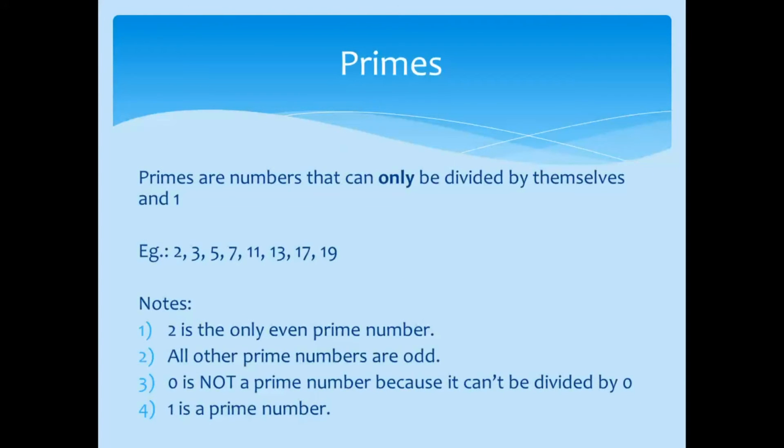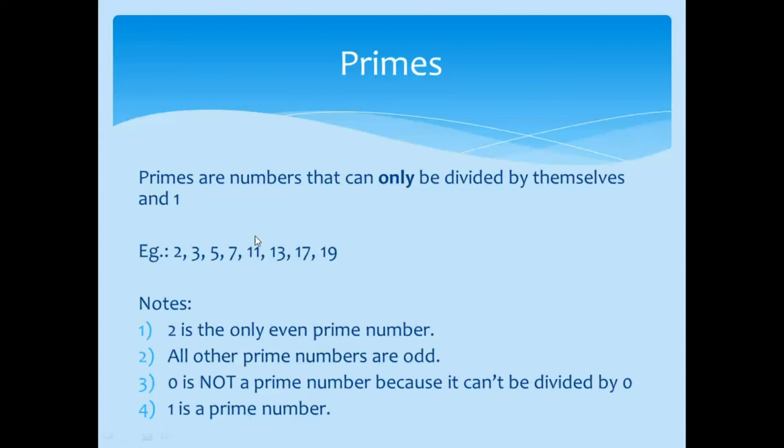Primes are numbers that can be divided only by themselves and by the number 1. So examples of these are 2, 3, 5, 7, 11, 13, 17, 19. If you haven't noticed already, most of these are odd numbers. In fact, 2 is the only even prime number, while all the others are odd.